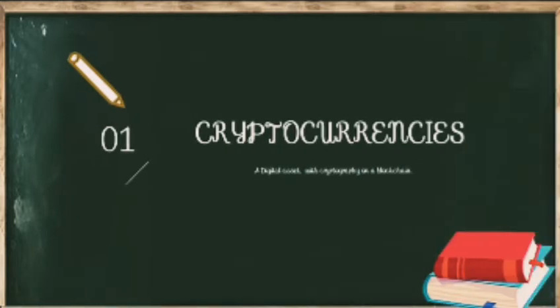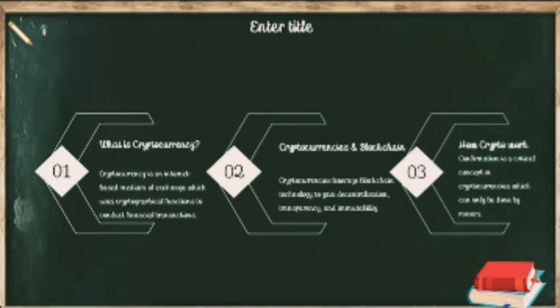Basically, a cryptocurrency is just a digital asset, or you can call it a digital currency. So dissecting further, I want to know what cryptocurrencies are. So cryptocurrencies are actually an internet-based medium of exchange which uses cryptographic functions to conduct financial transactions.